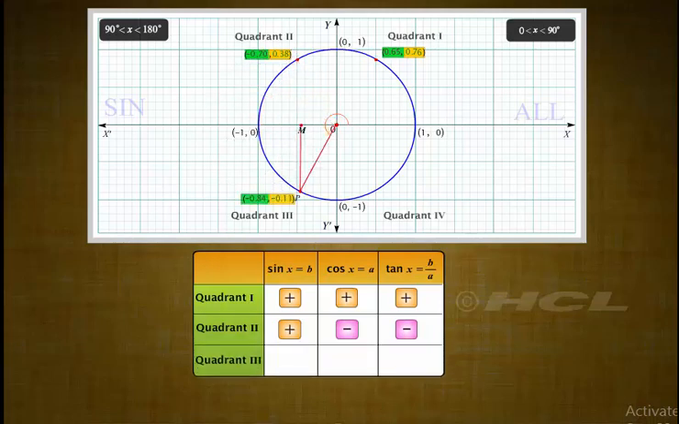Moving on to the third quadrant, both x and y coordinates of point P are negative. Hence, the values of the sine and cosine functions are negative in the third quadrant. Here, since both sine and cosine are negative, the value of the tangent function is positive in the third quadrant. Therefore, in the third quadrant, that is, for angles ranging from 180 degrees to 270 degrees, tan is positive and sine and cos are negative.